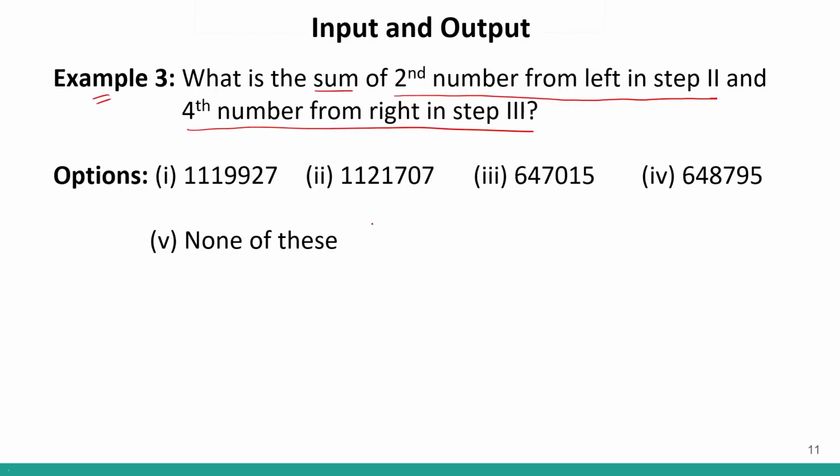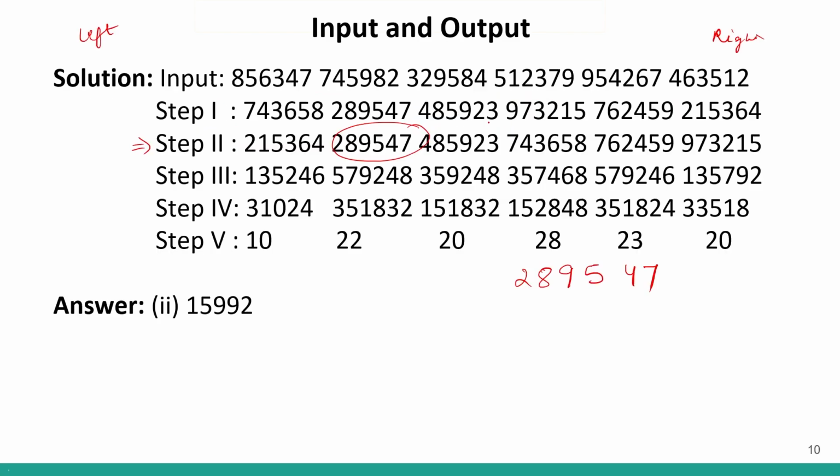289547. And we have to add this with which number? Fourth number from right in step 3. So this is step 3. Fourth number from right will be 1, 2, 3, 4. This will be fourth number from right, which is 359248.